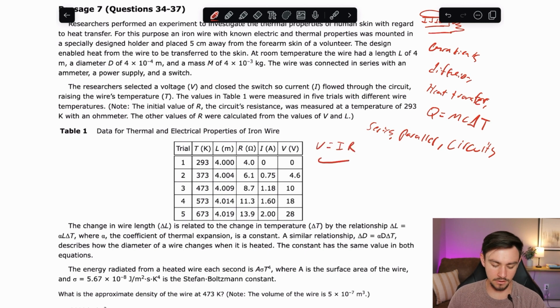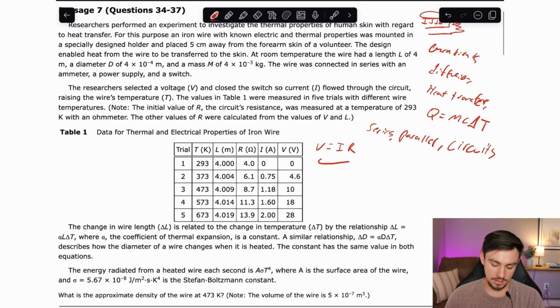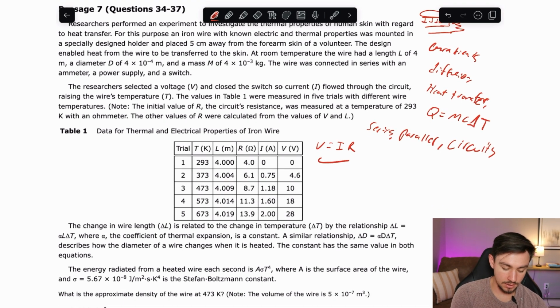So I would write that down. Values in table 1 were measured in 5 trials with different wire temps. Note, the initial value of R, did it tell us what R is? Oh, that's the resistance, was measured at a temperature of 293 kelvins with an ohm meter. The other values of R were calculated from the values of V and I.